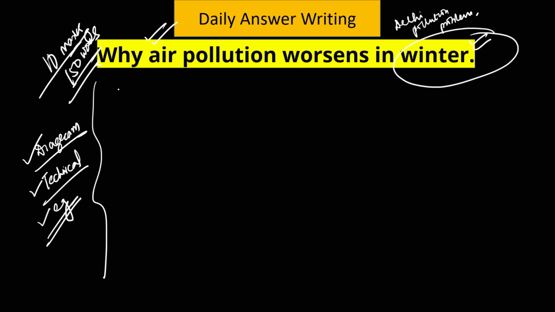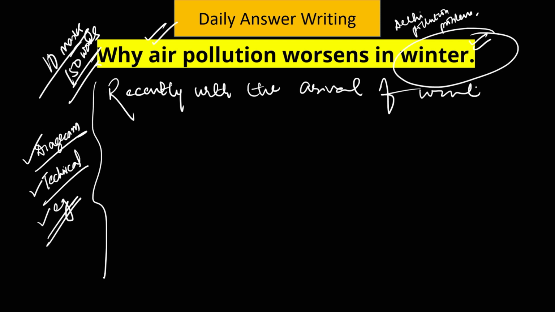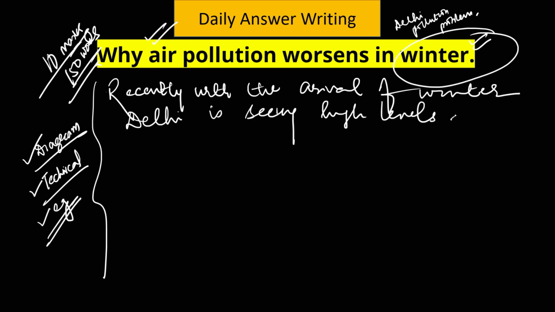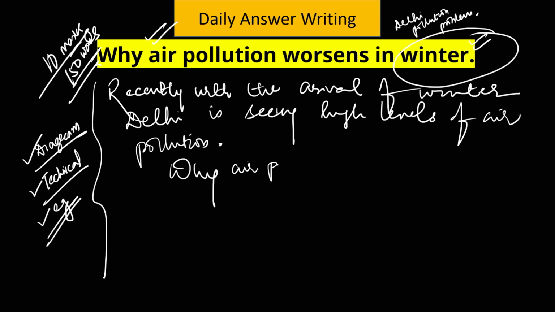You can start the introduction by saying that recently, with the arrival of winter, Delhi is seeing high levels of air pollution. This is the context you will write. Then you will give a heading: why air pollution worsens in winter.